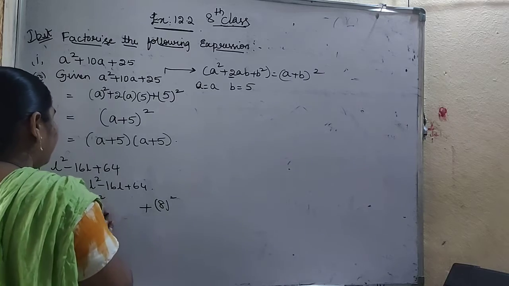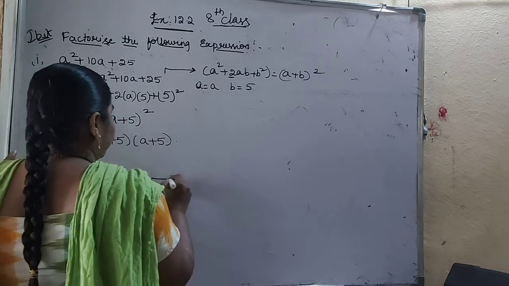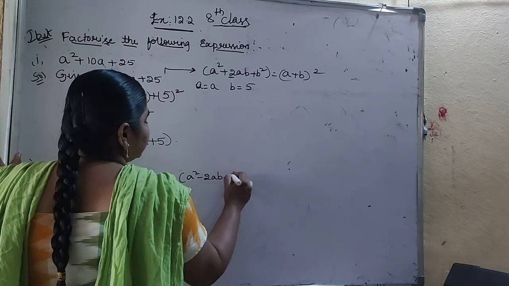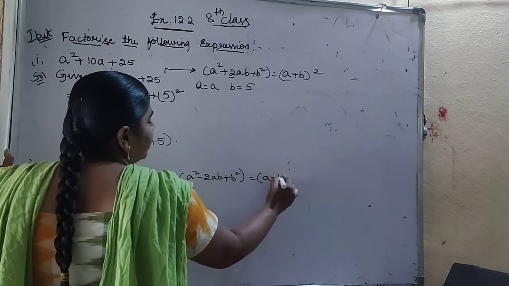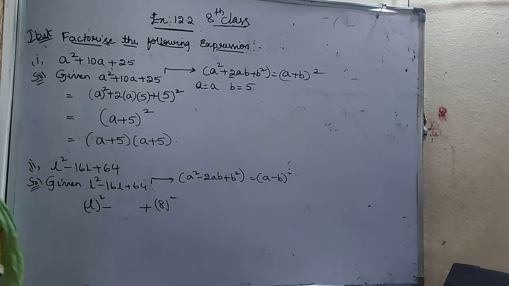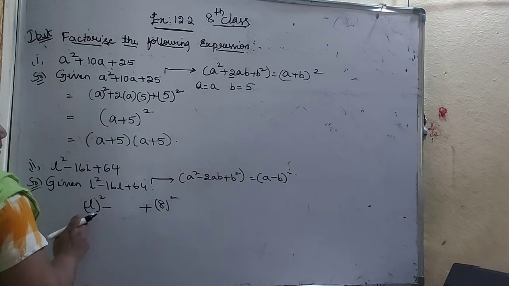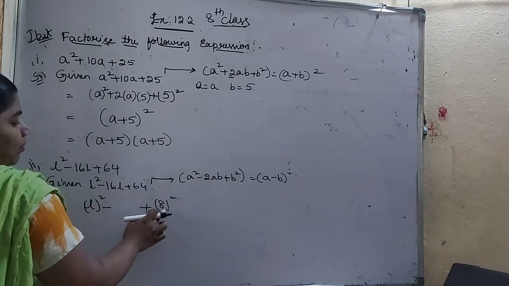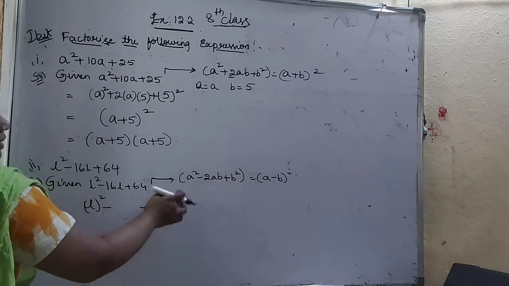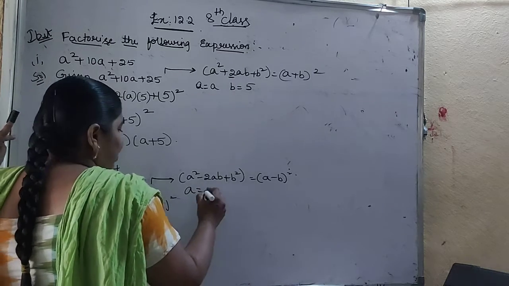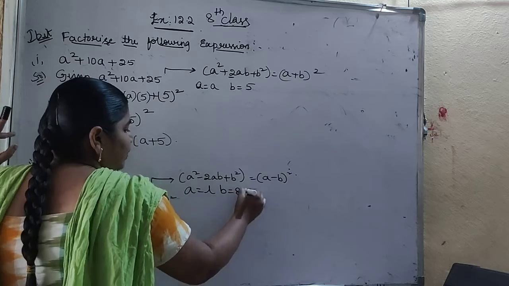This is in the form of which identity? That is a square minus 2ab plus b square, so we can write it in the form of a minus b whole square. Already we got L square, so a is nothing but L, a square is L square. B square, b is nothing but 8, so b square is 8 square. So here the a value is L and the b value is 8.